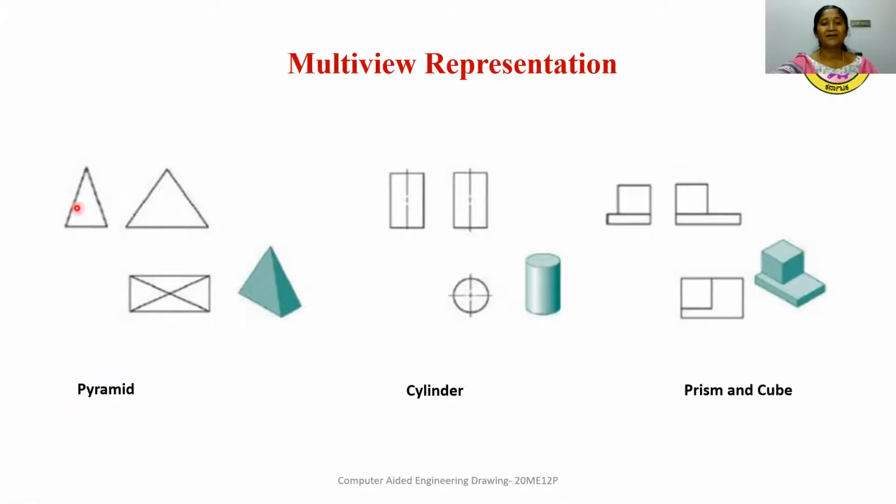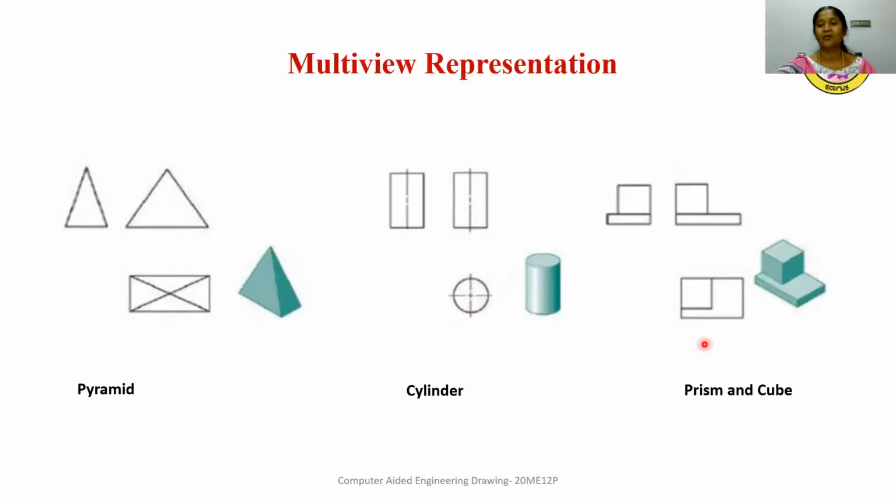Okay, so this is a pyramid. The vertical pyramid is represented as a triangle in the side view as well as in the front view, and it is represented as a rectangle with intersecting diagonals in the top view. Similarly, the cylinder is represented as a rectangle in the side view as well as in the front view. The width of the cylinder will be equal to the diameter of the cylinder, and the height will be equal to the height of the cylinder.